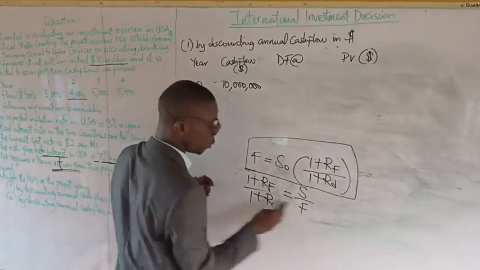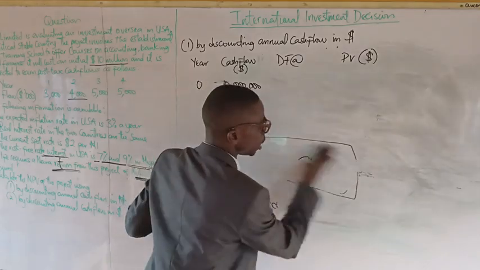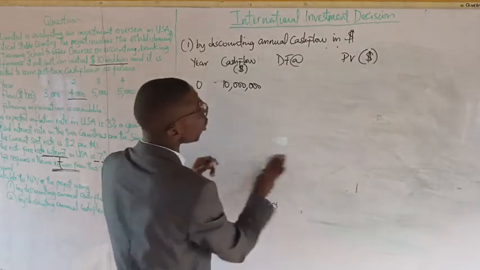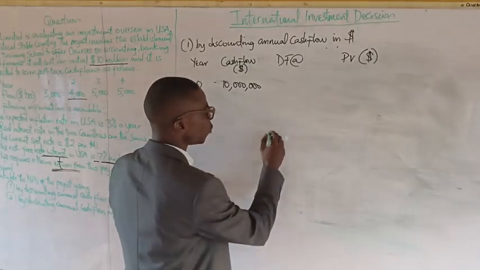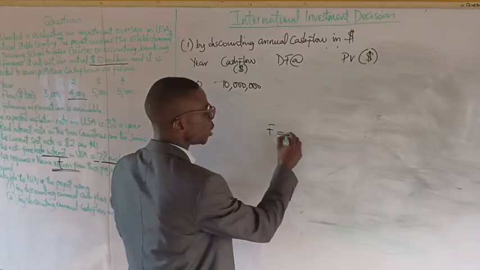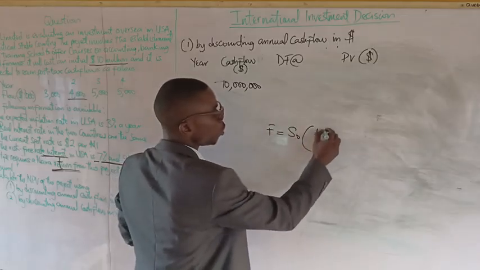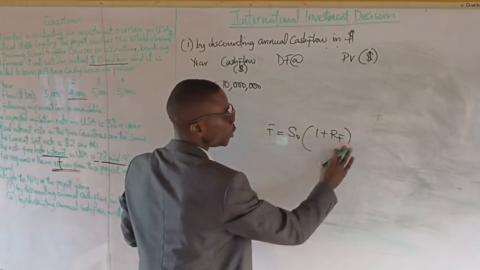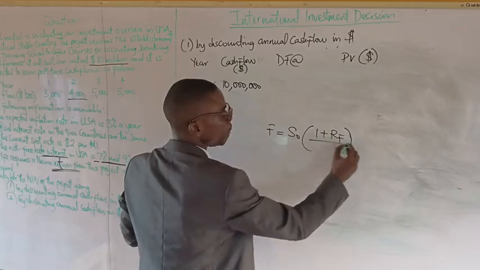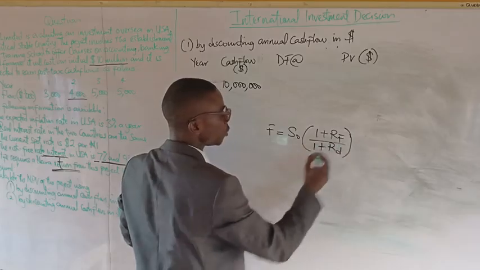So let me use this so that you do not say, where did I come with this formula? So let me use this formula. This is the indirect quote because the domestic and the foreign currency are what we are using. So the forward rate is equal to the spot rate now times 1 plus the interest rate of the foreign, all over 1 plus the interest rate of the domestic.